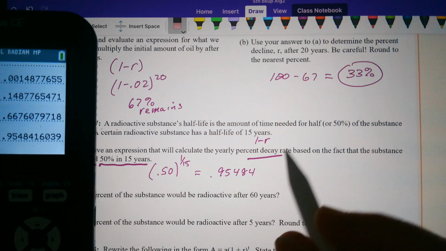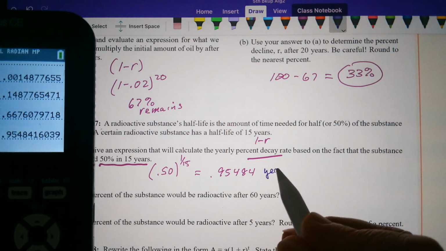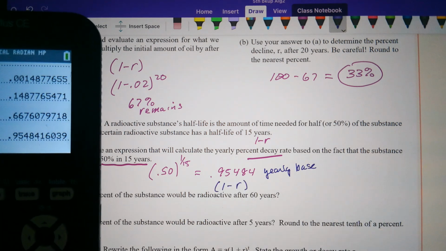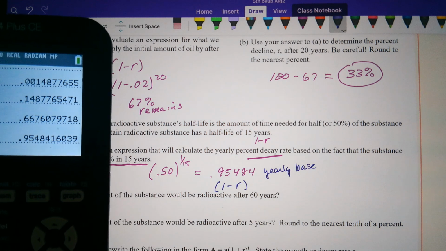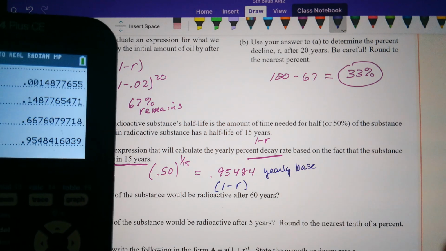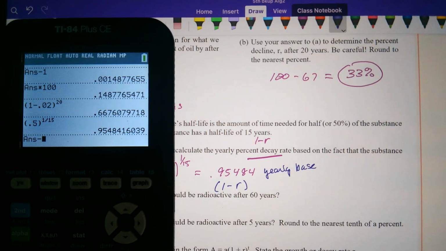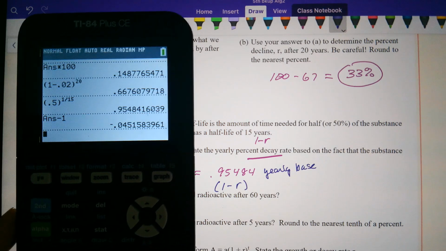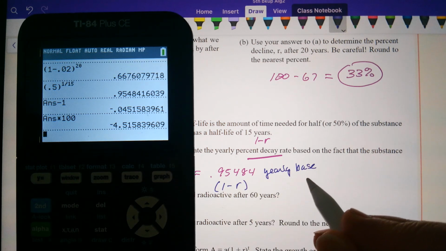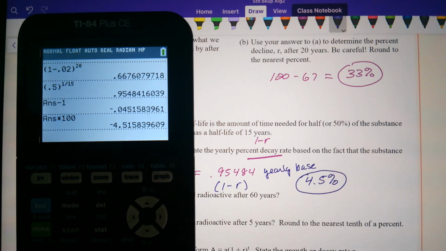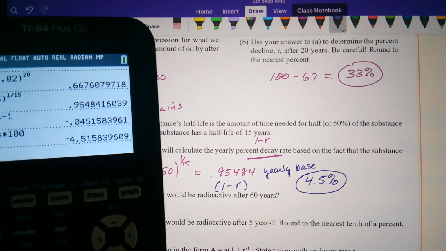This is our yearly base now, which would represent 1 minus r. So just like we were finding our percent growth, for percent decay we would subtract 1 from this value, but ignore the sign. Just subtract the 1, ignore the sign, and times it by 100. So this would be 4.5%. Here's the yearly decay rate.